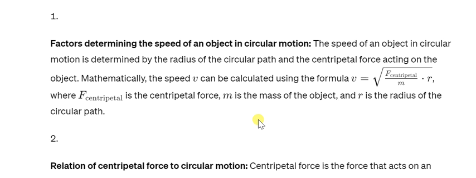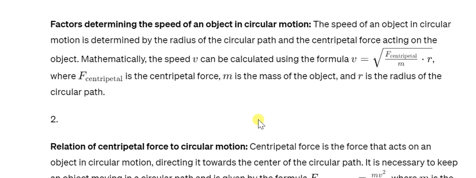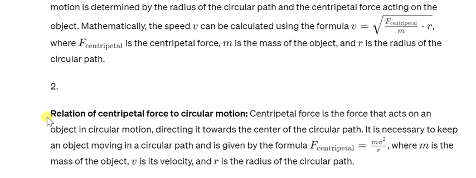Next, the question is the relation of centripetal force to circular motion. Centripetal force is the force that acts on an object in circular motion, directing it towards the center of the circular path. It is necessary to keep an object moving in a circular path and is given by the formula. This is the formula for centripetal force: m v square divided by r.